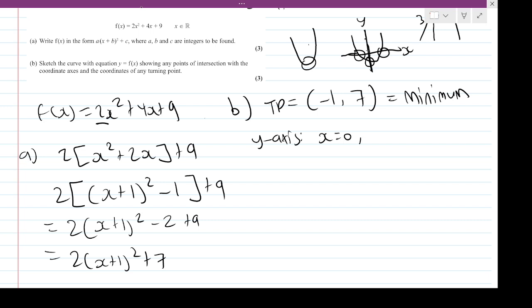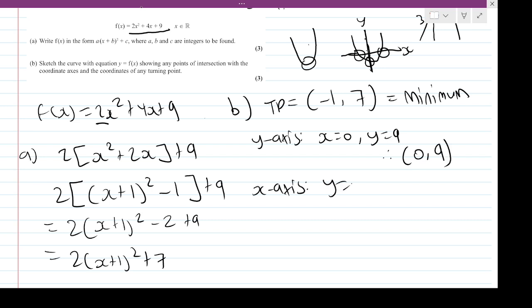Well then, if I set x as 0 into f of x here, well, these two, 2x squared and 4x, they cancel because they go to 0, so I'm left with just 9. And there we are, so therefore the point is going to be 0, 9. Cool.